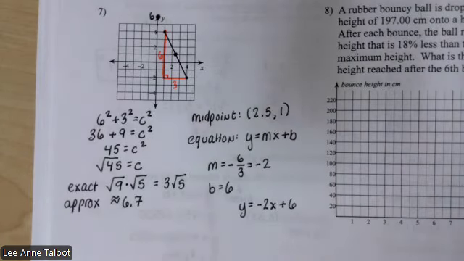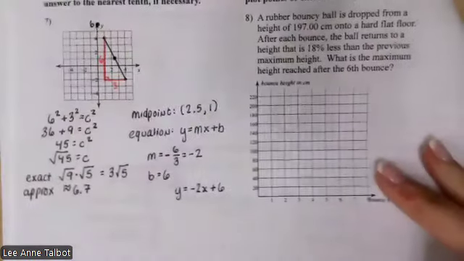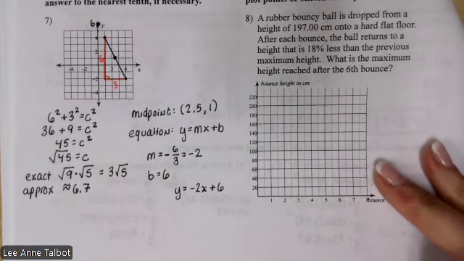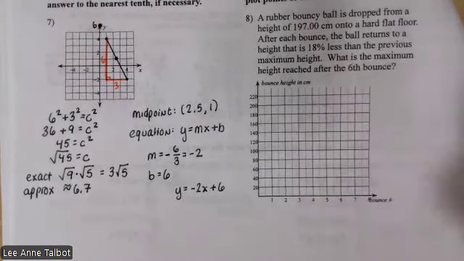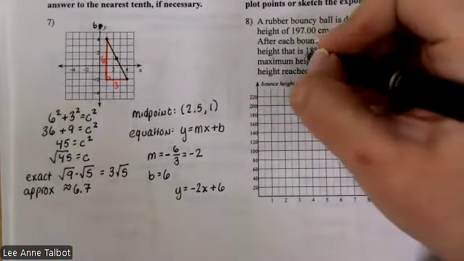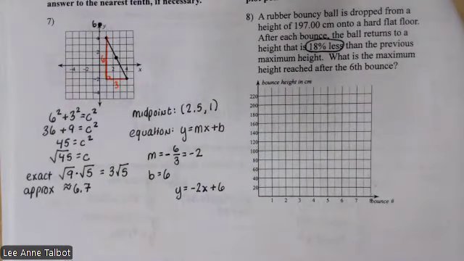Okay. Number 8. A rubber basketball is dropped from a height of 197 centimeters on a hard flat floor. After each bounce, the ball returns to a height that is 18% less than the previous maximum height. What is the maximum height reached after the 6th bounce?